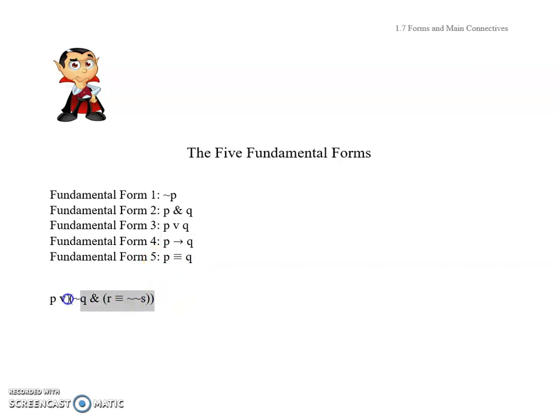Notice this is not one of the 5 fundamental forms. It's not one of these. You have to be exactly one of these. Now, you could represent it this way too, not Q. That would be a fundamental form. Not R. So the individual propositional variable that you use isn't as important, but it has to be exactly one of these. To make sure you're understanding that, let's look at an example.